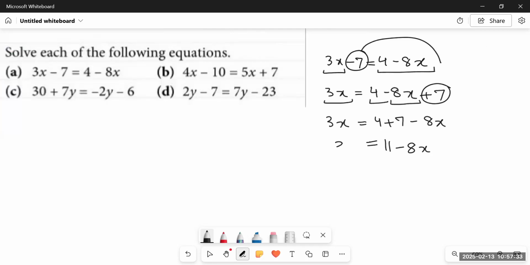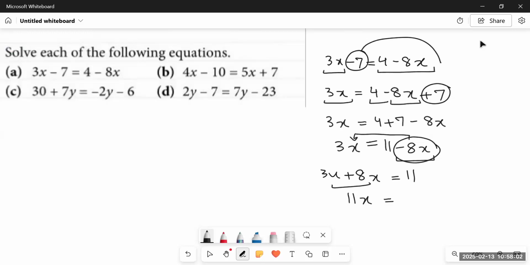Now what to do next? If we look over here, we have minus 8x. So we can shift that as well to the left-hand side. So it would be 3x plus 8x. From minus 8x, since we are shifting it as a whole number, we are not shifting it from multiplication to division. So it would be 3x plus 8x is equals to 11. Then, since both are like terms, we can add 3x and 8x. It would be 11x is equals to 11.